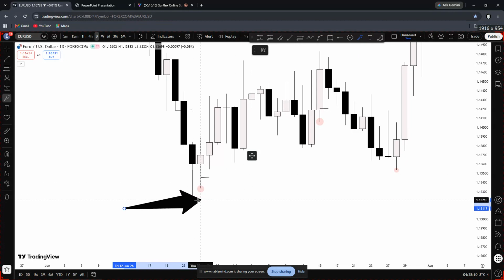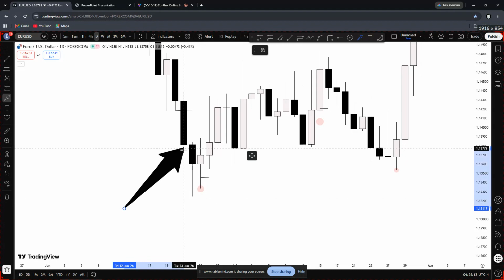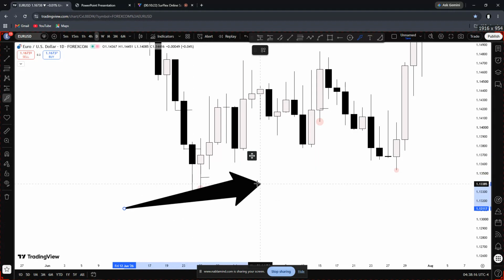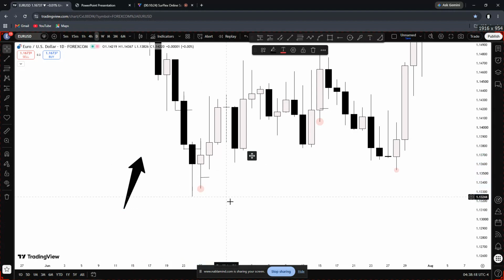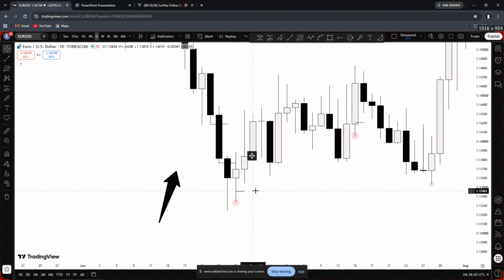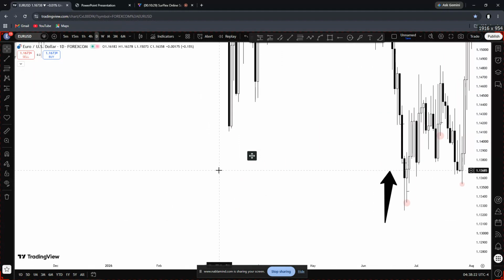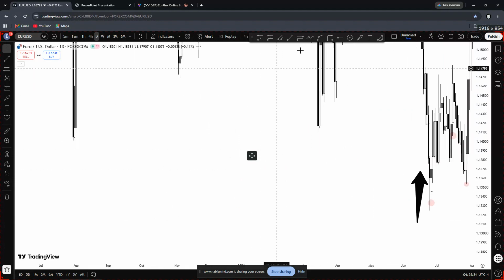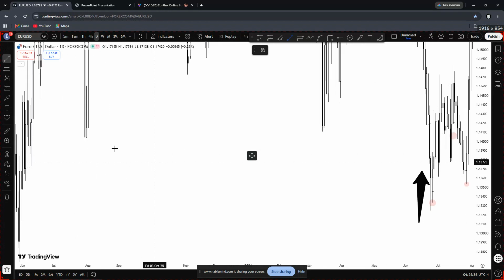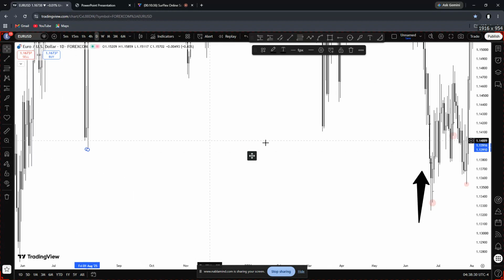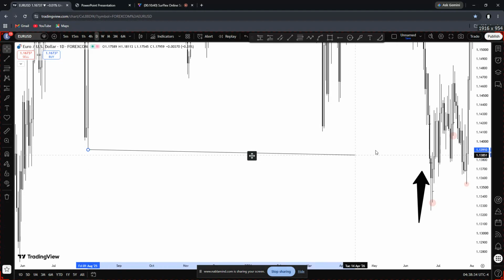Now, what happened the next day? Price broke below this candle, lower prices. Now look what happened. If you look closely, you will see that we have a key level here. Price cleared this key level here. Price cleared this key level. Yeah, key levels are very important.